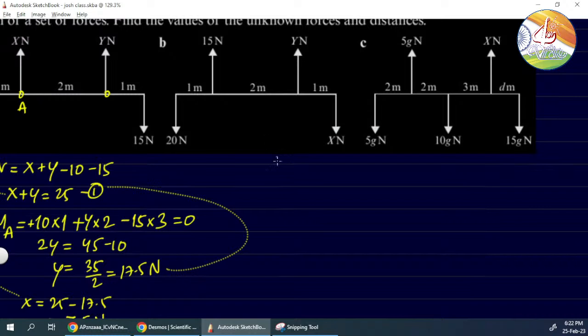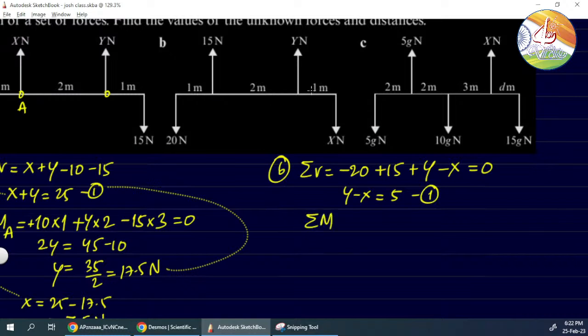Here the second one, part B, is again the same. Instead of x and y in the same direction, they are in opposite directions now. So sigma vertical, all vertical components. 20 is downwards, so minus 20. 15 is upwards, so plus. y is upwards, so plus. x is downwards, so minus. Total 0. So y minus x will be 5. This is equation 1.